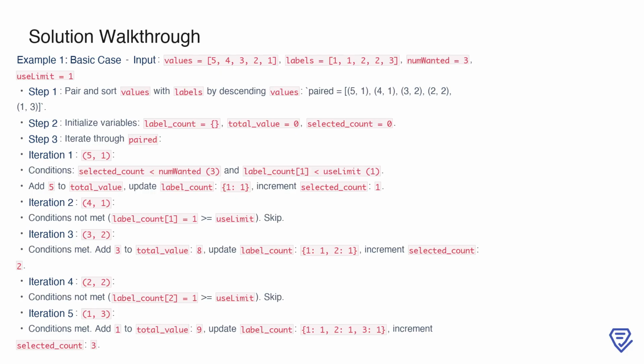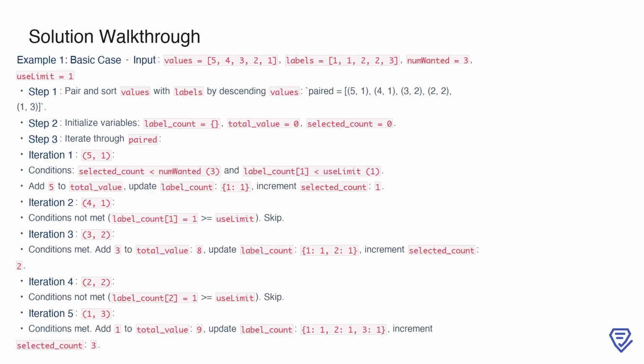Moving to the third pair, (3, 2), the conditions are satisfied again, so we add 3 to total_value, making it 8, update label_count to {1: 1, 2: 1}, and increment selected_count to 2. The fourth pair, (2, 2), is skipped as label_count for label 2 has hit the use_limit. Finally, for the fifth pair, (1, 3), all conditions are met, so we add 1 to total_value, resulting in 9, update label_count to {1: 1, 2: 1, 3: 1}, and increment selected_count to 3.